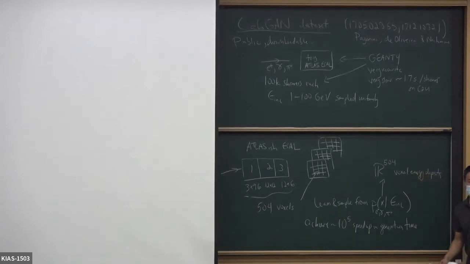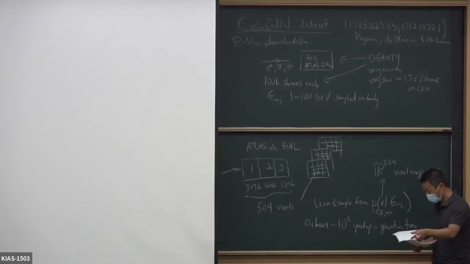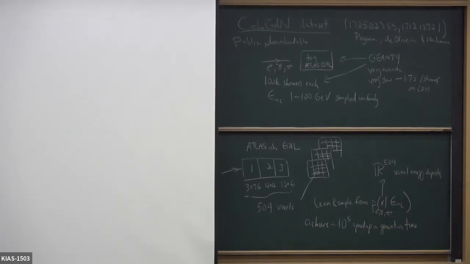Now I know people quibble over this propaganda 10 to the 5 because they did it on a GPU, Geant was on a CPU. How do we really compare these things? I'm not an expert on that. But I think they achieved something. Like, it's definitely faster. Okay. Now, good. So it's one thing to have a fast GAN, but how do they judge the quality of these generated images?